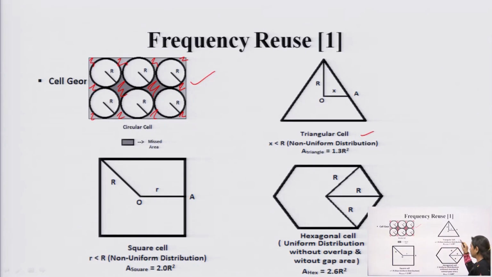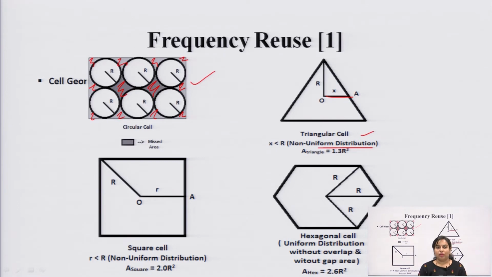Second one is the triangular cell. Now, you can see that this distance x is smaller than r, which means it is a non-uniform distribution, because there are two types of antennas which are to be installed: the first one is the omnidirectional antenna, the second one is the directional antenna. The omnidirectional antenna will be installed at the center of each cell. So, that means it is a center excited cell, because it will transfer the information equally in every direction.